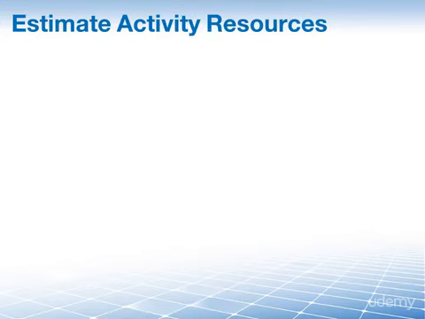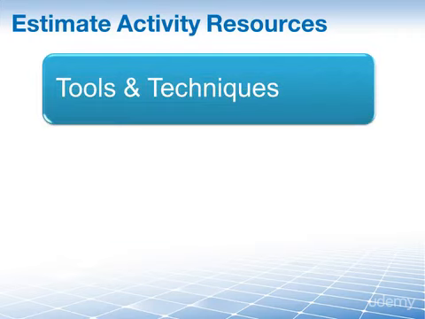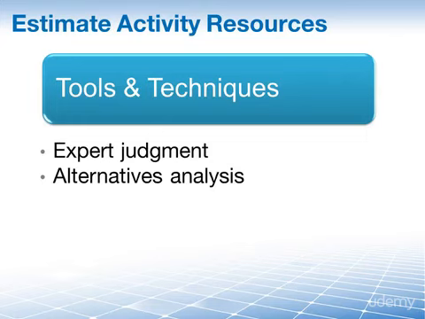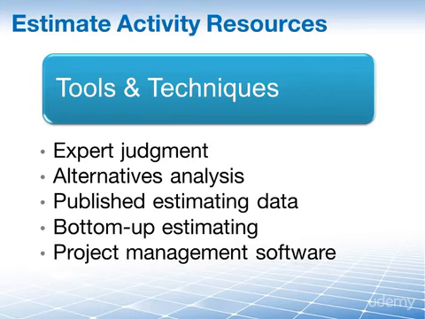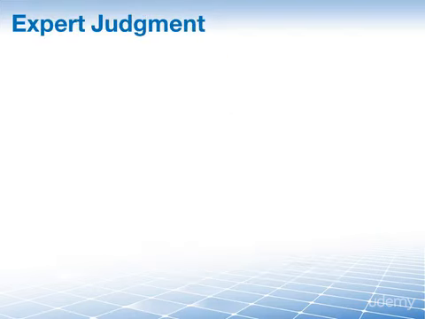So we have all of these inputs, and what are we going to do with them? Well, we're going to apply our tools and techniques to them. There are 5 of them. We have expert judgment, alternatives analysis, published estimating data, bottom-up estimating, and finally, project management software. Each of these tools and techniques will help you to estimate all the resources that you are going to need on your individual activities.